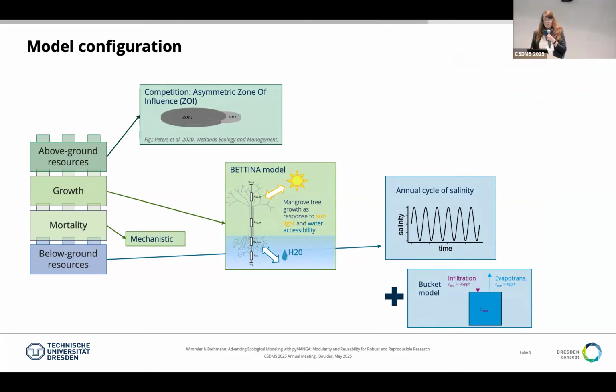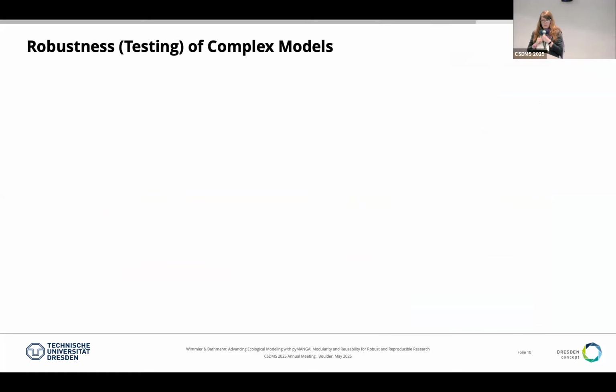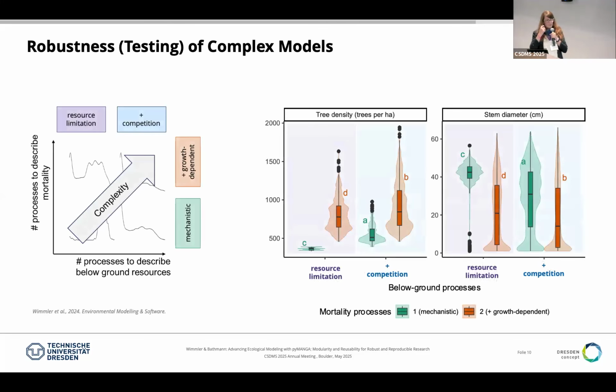Which modules to choose is highly dependent on the research question, and of course should be carefully considered to build reliable and robust models. One way to test whether a model is robust or not is to deconstruct it and thereby reduce its complexity. With PyManga, this can be easily done because we can just activate or enable certain processes and modules. To illustrate this, I can give you a very simple example.